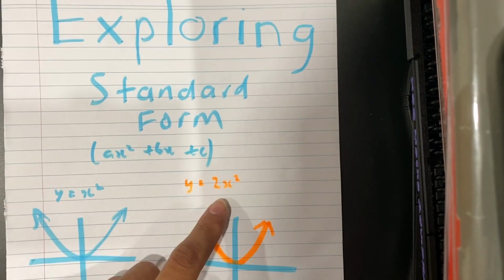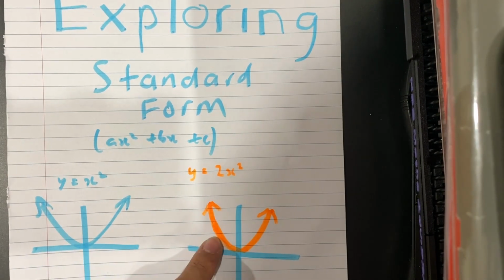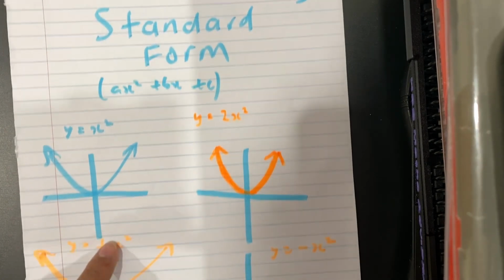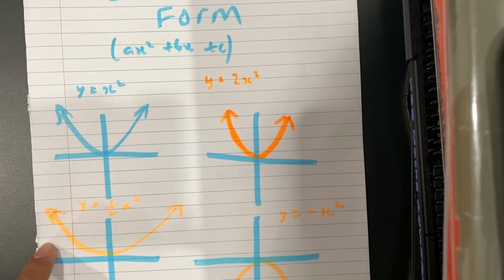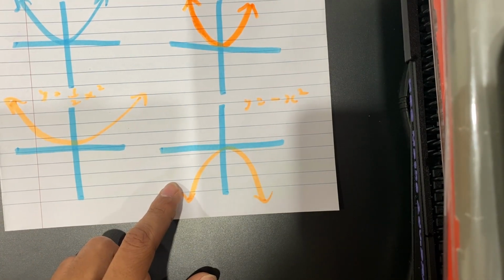When A is large, like y equals 2x squared, then the parabola gets narrower. When A is small, then the parabola goes wider like this. If A is negative, then the parabola flips and opens downward.